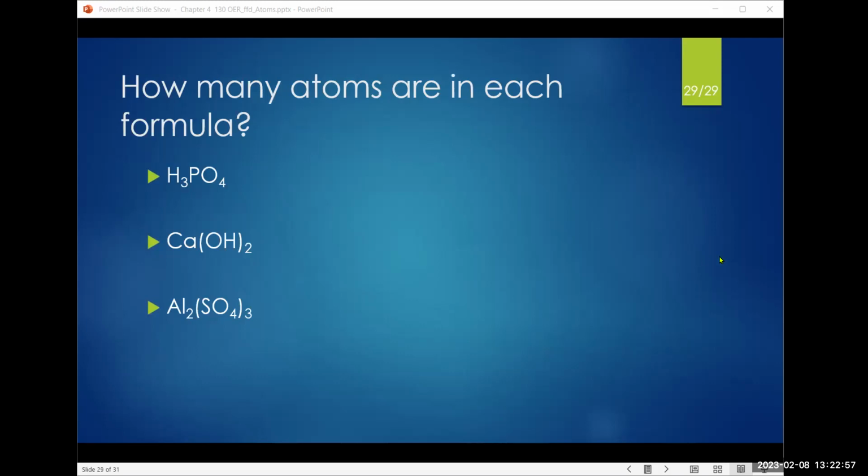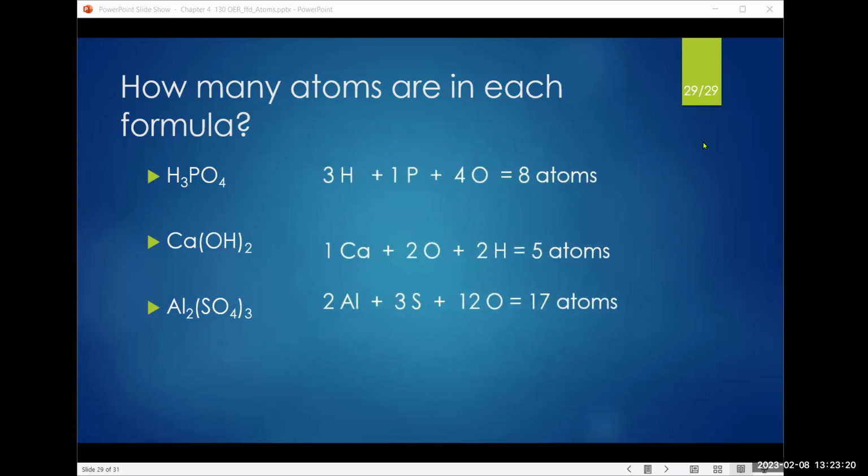All right, so how about this one? Here we have H3PO4. You may not be familiar with what this is, but I'm going to tell you anyway. If you drink a lot of soda pop, like I do, you drink a lot of this. This is phosphoric acid, H3PO4. We have 3 hydrogens, 1 phosphorus, and 4 oxygens.